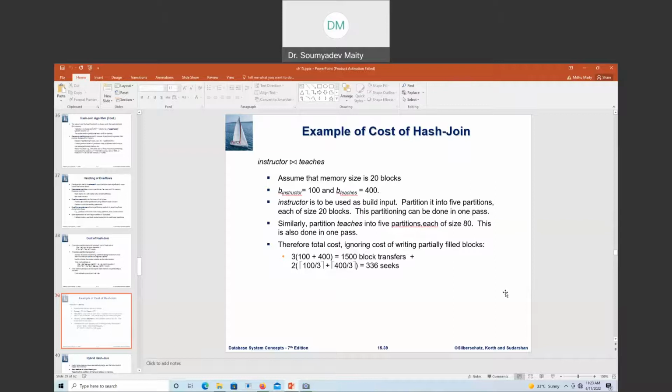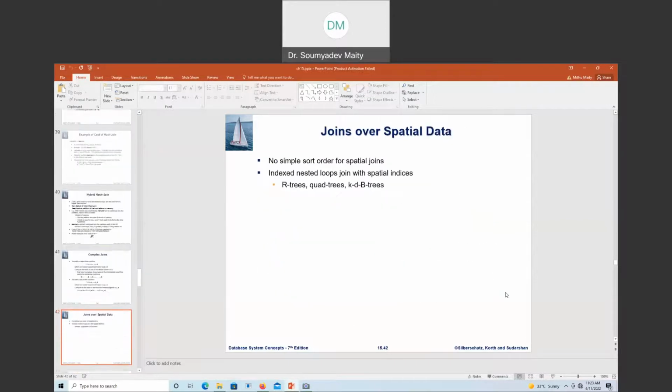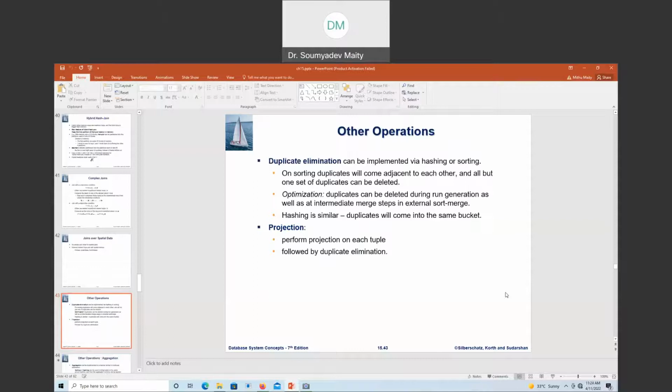Worst case meaning only one block from each relation you can keep in memory. Best case meaning one of the relation is so small that you can entirely keep in memory. So we have discussed about selection operations, join operations, sorting operations, and these three operations we have discussed.